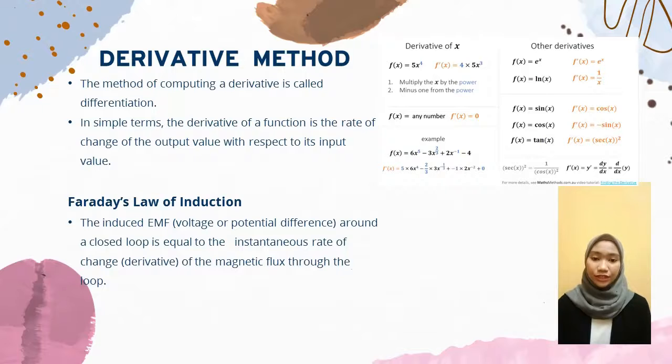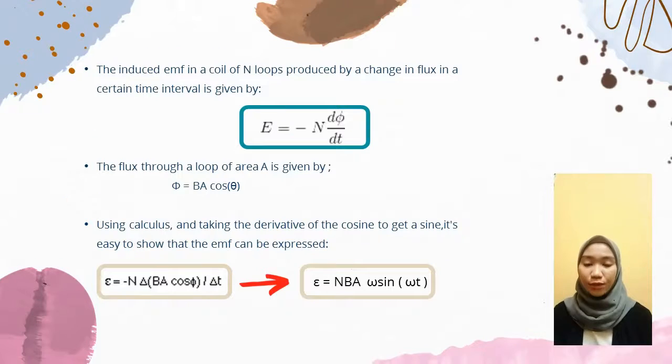Relating to Faraday's law of induction, it says that the induced EMF around a closed loop is equal to the instantaneous rate of change, the derivative, of the magnetic flux through the loop. Now, I will explain how this method can be used in electromagnetic induction. The induced EMF in a coil that has N loops, produced by a change in flux in a certain time interval, is given by negative N dΦ over dt. The flux through a loop of area A is given by BA cos θ. By applying calculus and taking the derivative of the cosine to get the sine, it's easy to show that the EMF equation can be expressed as NBAω sin ωt.